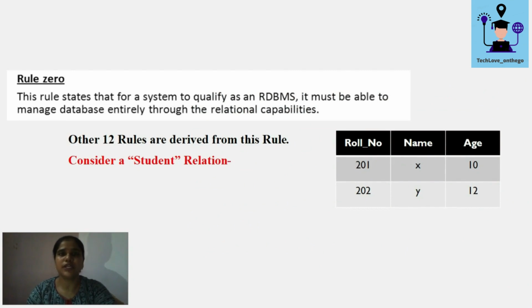So the first rule is rule 0. This rule states that for a system to qualify as an RDBMS, it must be able to manage data entirely through the relational capabilities. So this was the foundation rule, and all the other rules are describing just this rule, because some things are not very clear, like relational capabilities, what they are and how to describe them. So all the other 12 rules will describe this complete scenario.